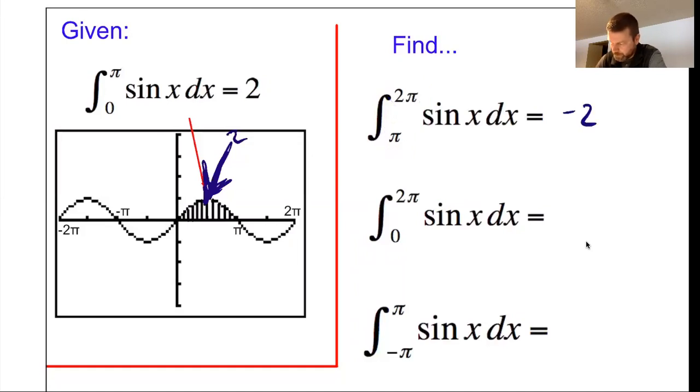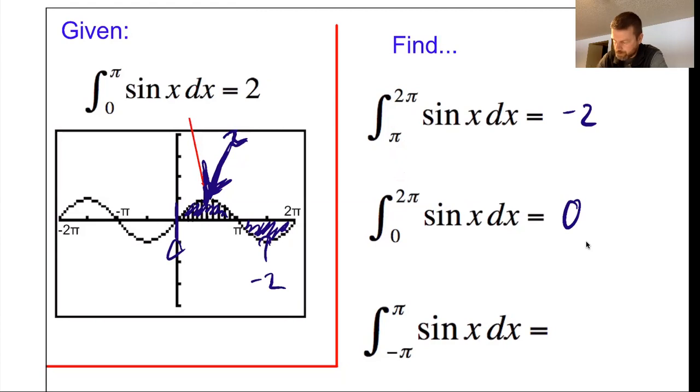Second one, integral from 0 to 2 pi. Well, that's all of this starting at 0, going all of that there and all of that there. Well, if the first half was 2, the second half was -2, 2 plus -2, they're going to counteract each other. That integral is going to be equal to 0.